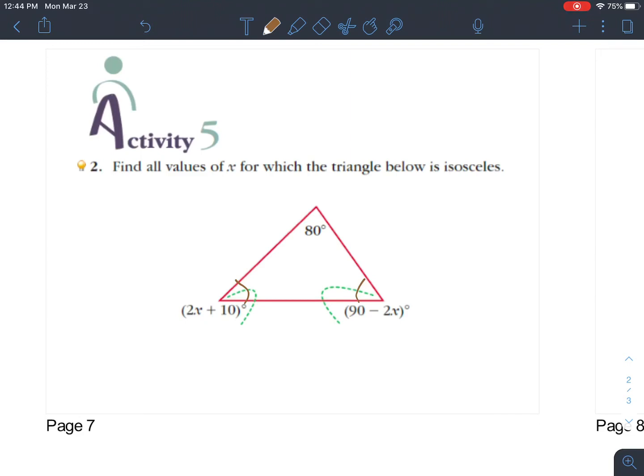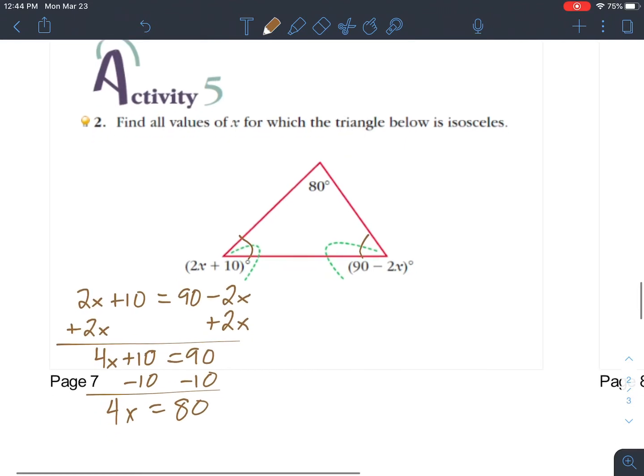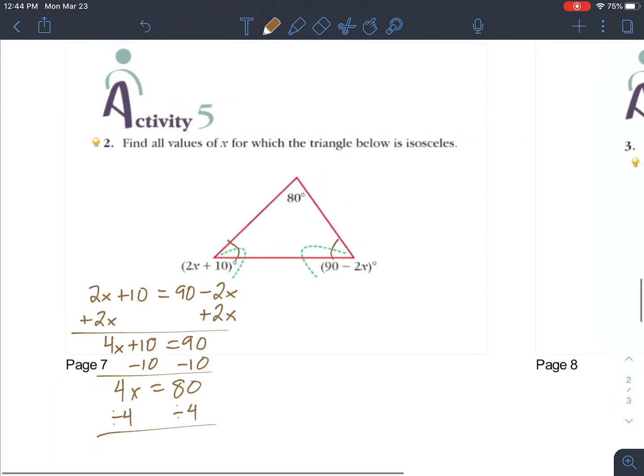So for this question then, let's just say those two happen to be congruent. So then, if those are congruent, we should just set them equal to each other. 2x plus 10 is equal to 90 minus 2x. Then we can solve by adding the 2x to both sides. We're going to get 4x plus 10 equals 90. Then we can subtract 10 from both sides. We have 4x equals 80. And then when we divide both sides by 4, we see that x has to be 20.